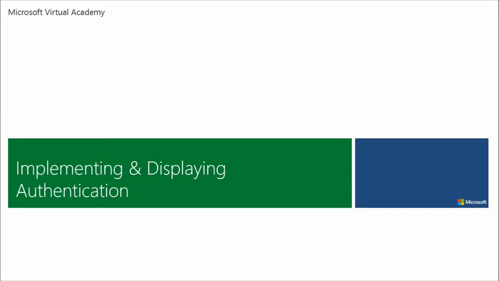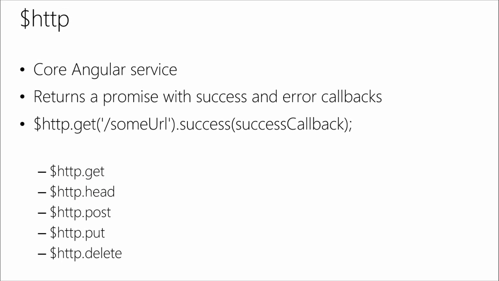So let's talk about actually implementing and displaying that authentication on the page. What we're going to use is the HTTP core service from Angular. That's one thing that's already bundled with Angular. It's going to return a promise with success and error callbacks whenever you're making an HTTP or AJAX request. And you make it in this format.